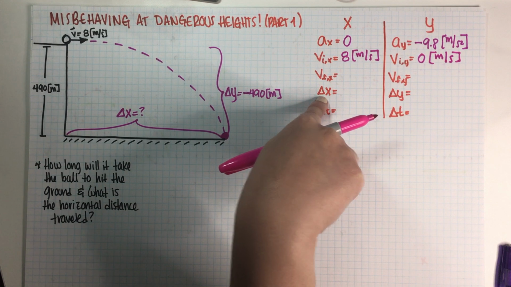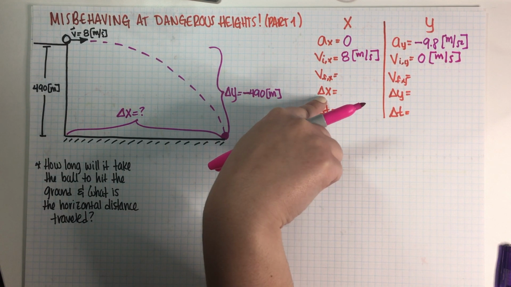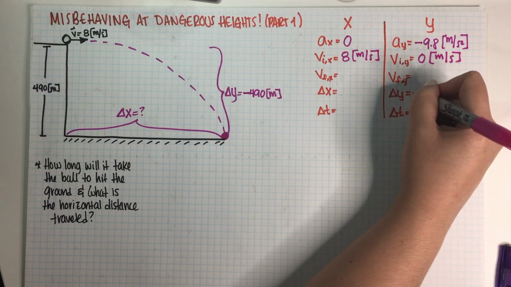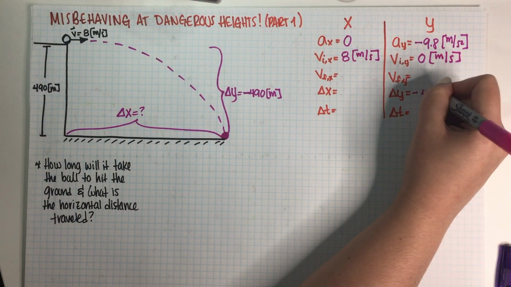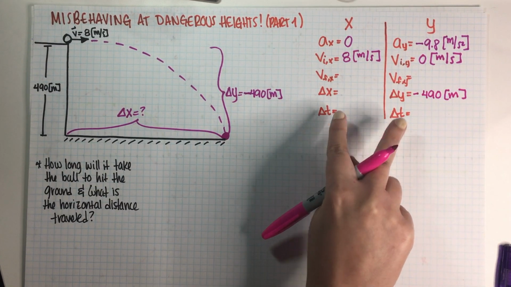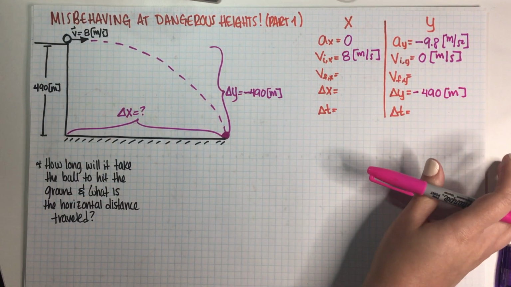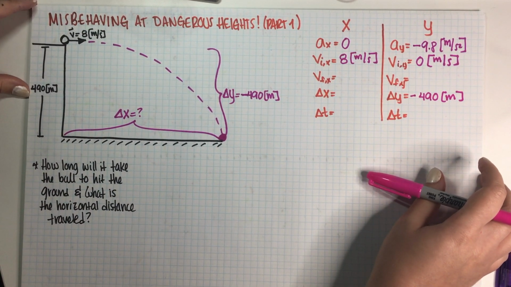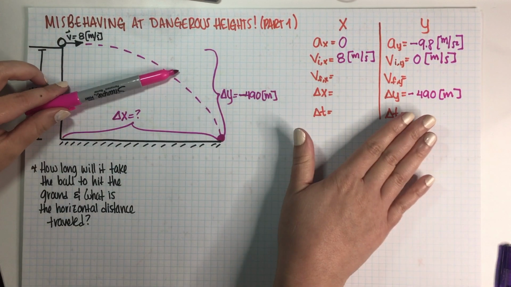We don't have a travel distance horizontally, obviously that's what we have to find, but we do have delta y, which is negative 490 meters. And of course, this is the same for both of them. So this is the information that we have, and this is why I really like to make this little table.